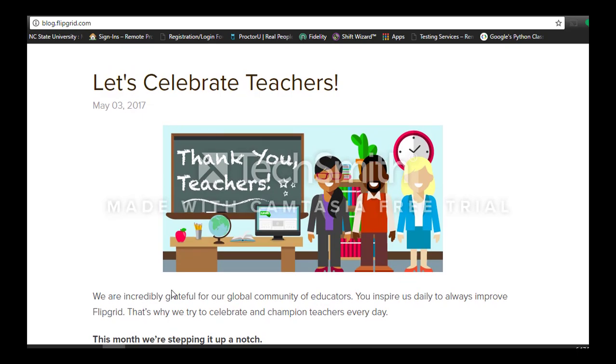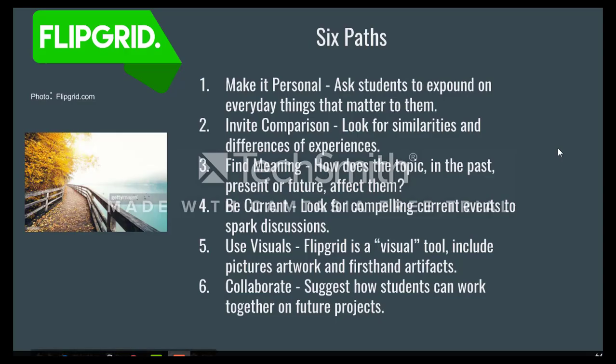Maybe a good resource. Okay, folks, as we transition out of the demonstration part of the presentation, I want to leave you with 6 important objectives or 6 pillars to go forward with as you think about implementing Flipgrid in your learning communities. I've coined them the 6 paths. Number 1, you want to make it personal. Ask students to expound on everyday things that matter to them. Number 2, you want to invite comparison. You want to look for similarities and differences of experiences.